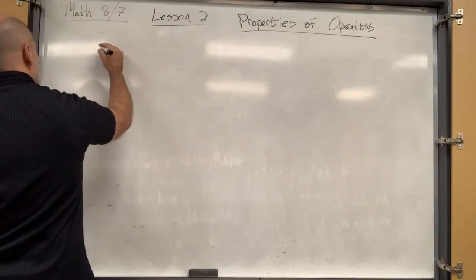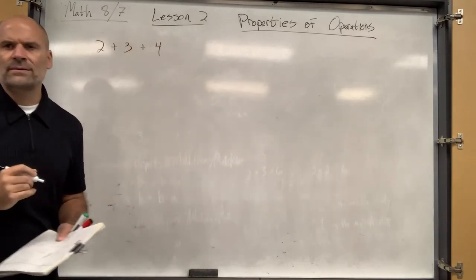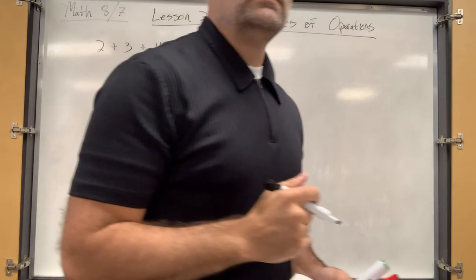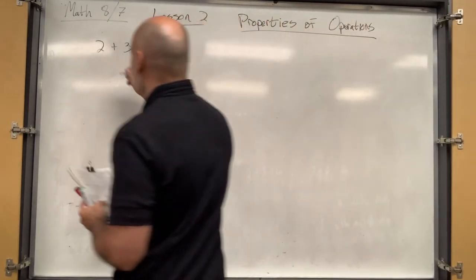Okay, so if I just wrote 2 + 3 + 4, can you guys do that in your head? Okay, what's the answer? 9. What did you do? Did you add 2 + 3 first and then 4? Or did you go 2 + 7? So 2 + 7 = 9.